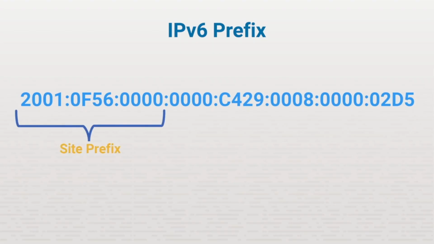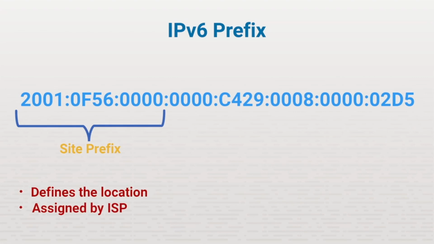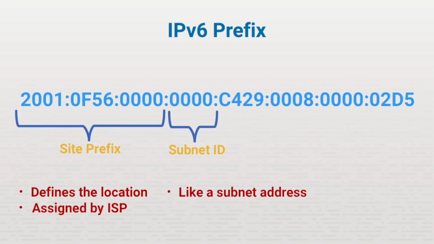The first 48 bits of the address is defined as the site prefix. The site prefix defines the location and is assigned by the local internet service provider, or ISP. The next 16 bits are the subnet ID. This is the equivalent of the subnet mask in an IPv4 address and tells us which network we're connected to.